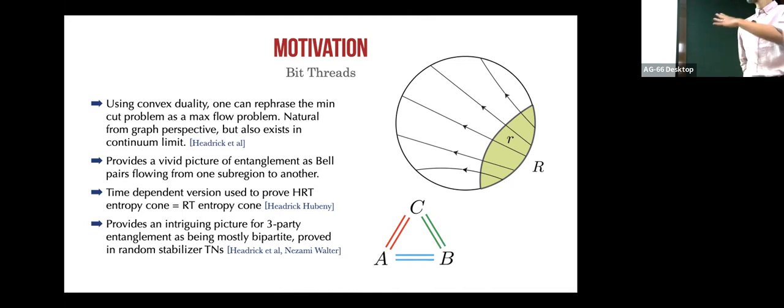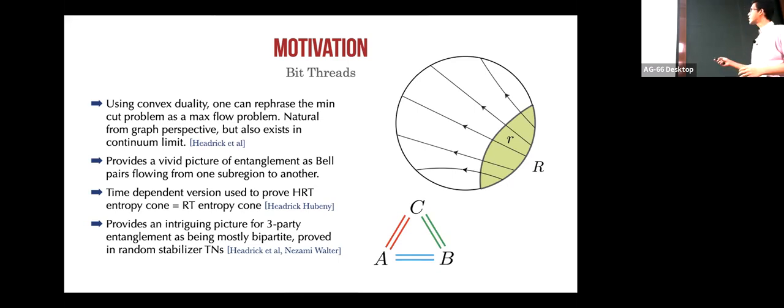I agree. Yeah, I was going to get to that, but I mean, this is an important point. Yeah. Only four parties, but you can show that. So then what is this picture? I don't quite understand. So this picture is just representing, if you pick two parties, then you have a particular bit thread configuration going from one to the other, which is representing the entanglement between them.